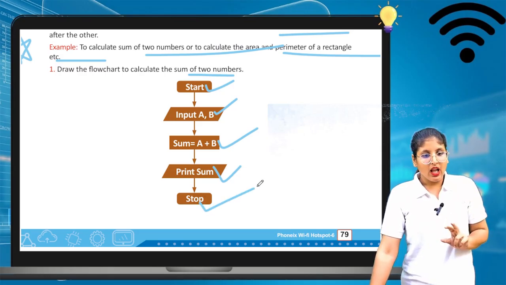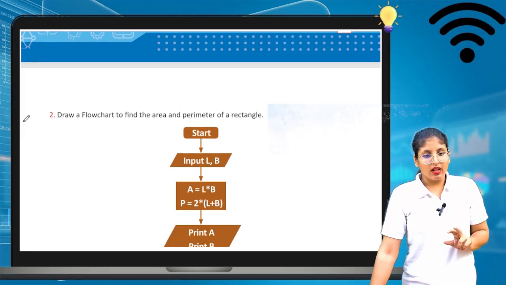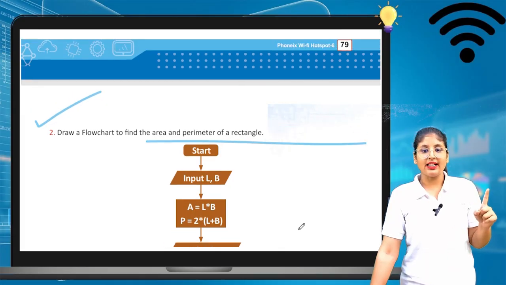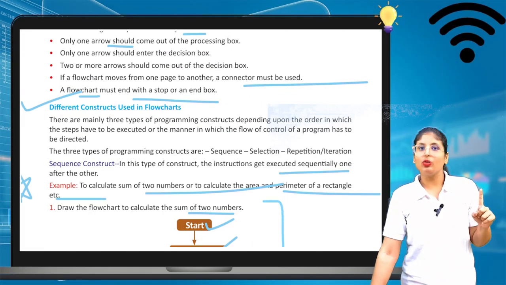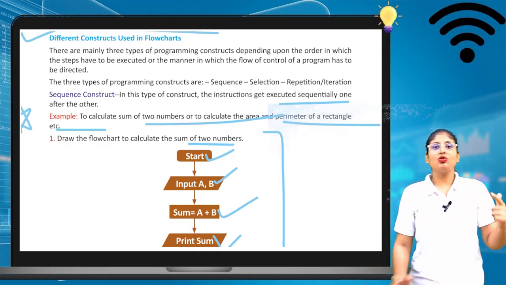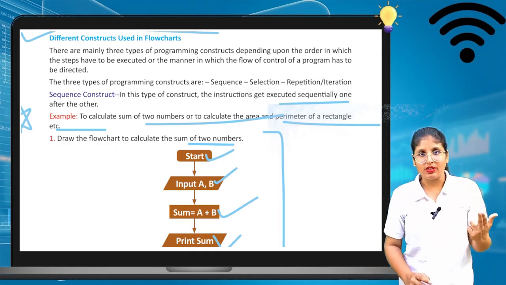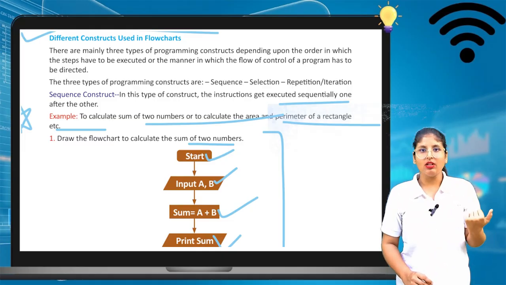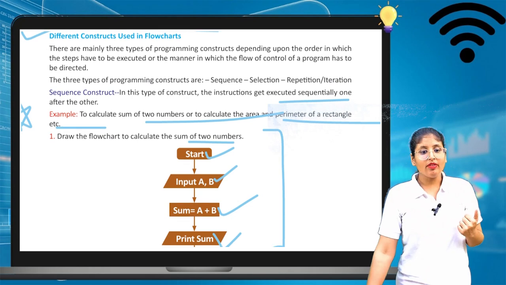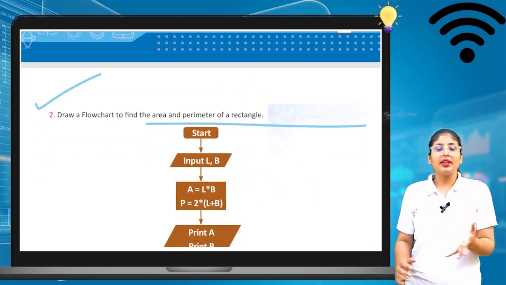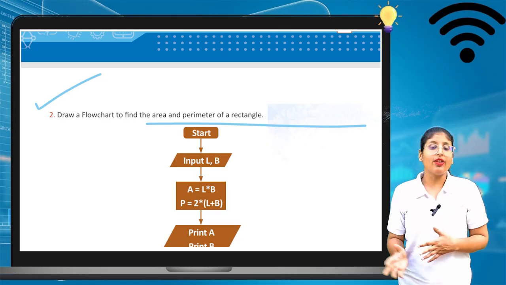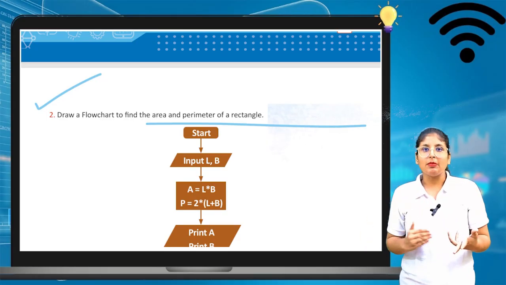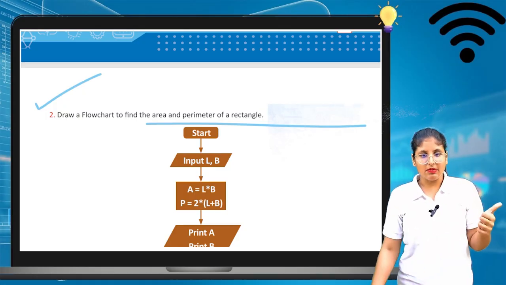Step 2: draw a flow chart to find the area and perimeter of a rectangle. The first chart shows how we can add two numbers: start, input, sum, print sum, and your program is ready. Now we will see a flow chart showing the area and the perimeter of a rectangle. If I want to find the perimeter and area, how can we arrange it? First, of course, start is there.